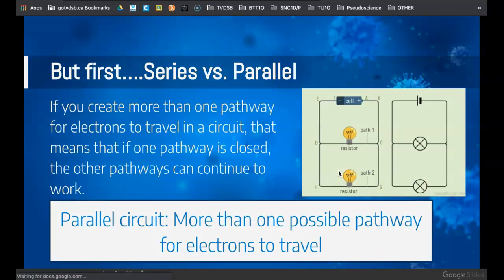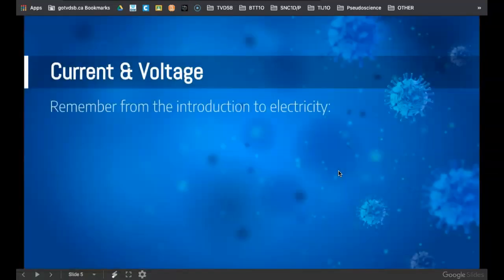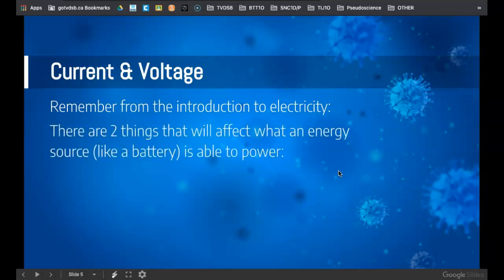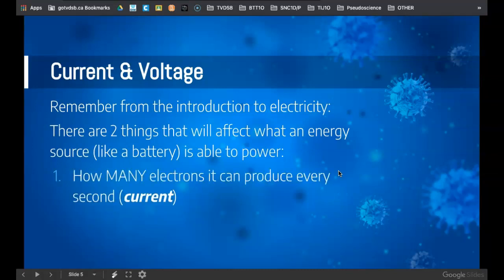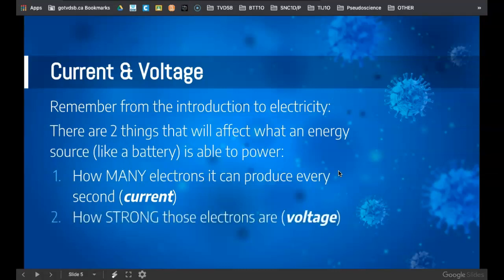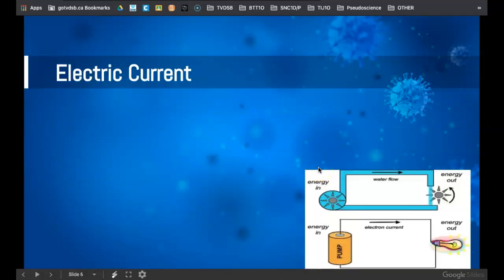All right. Okay, so let's get into current and voltage. At the beginning of the introduction to electricity, we said there are two things that are going to affect what an energy source like a battery is able to power. So if I take a single battery, what can I make run with it? Number one is what's called the current. So how many electrons can come out of that battery every second? And the second is how strong are those electrons? So what is the voltage? All right. So the first one is the electric current.